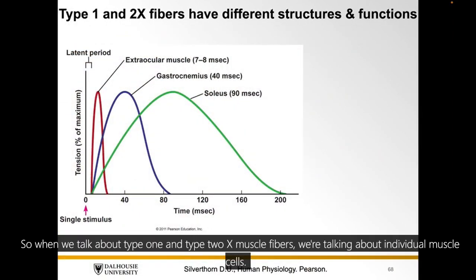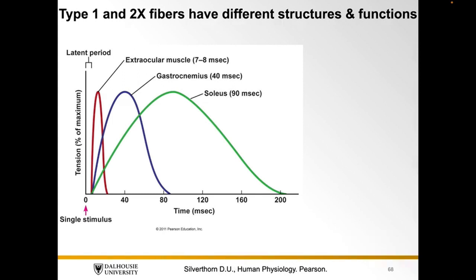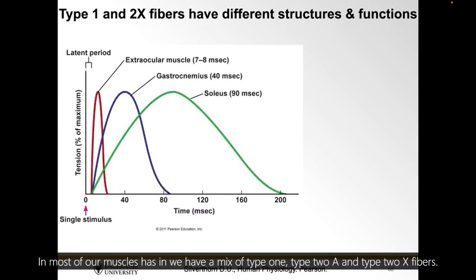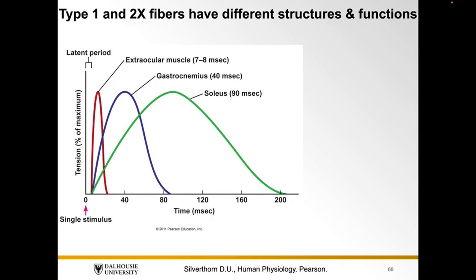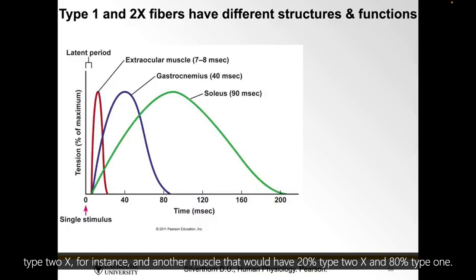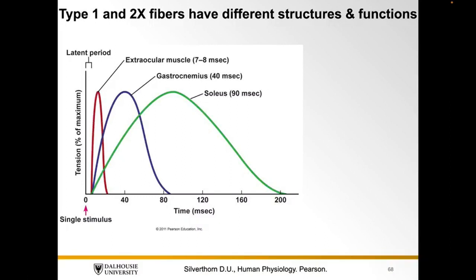So when we talk about type 1 and type 2X muscle fibers, we're talking about individual muscle cells. In most of our muscles as humans, we have a mix of type 1, type 2A, and type 2X fibers. However, the proportions are different. So we can have a muscle that would have 50% type 1, 50% type 2X, for instance, and another muscle that would have 20% type 2X and 80% type 1.